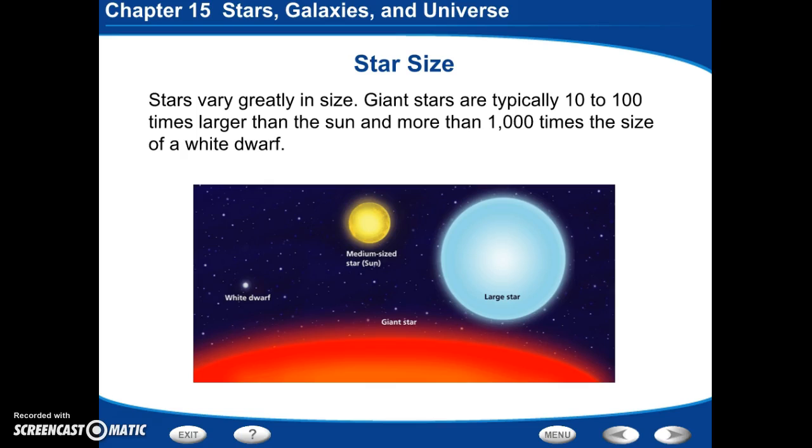And they vary greatly in size. You can see here the difference between a white dwarf on the left versus the large star on the right, which seems pretty big. But then if you look at this giant star, you can only see the very, very edge of it. Giant stars are typically 10 to 100 times larger than the sun, which is our star right here in the middle, and more than 1,000 times the size of a white dwarf.